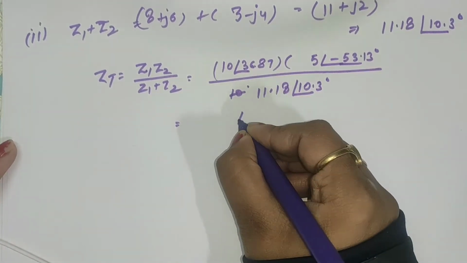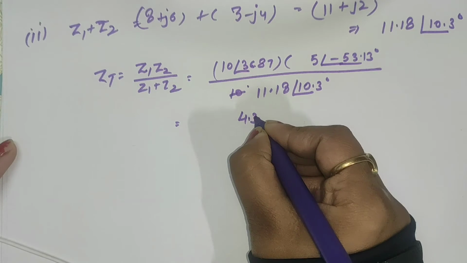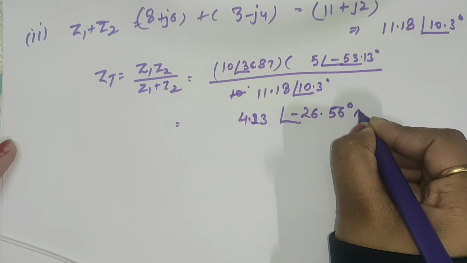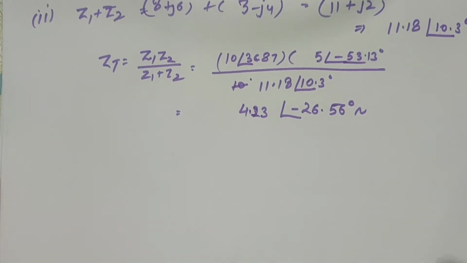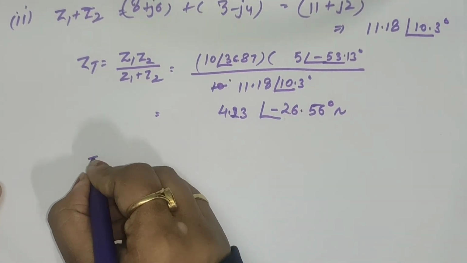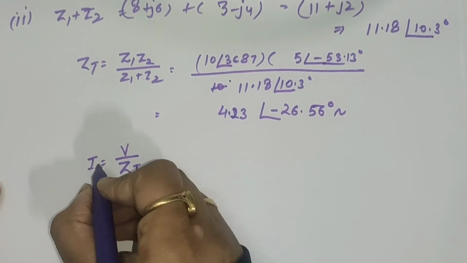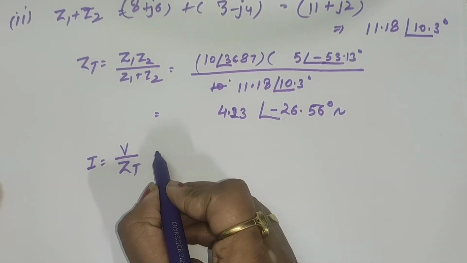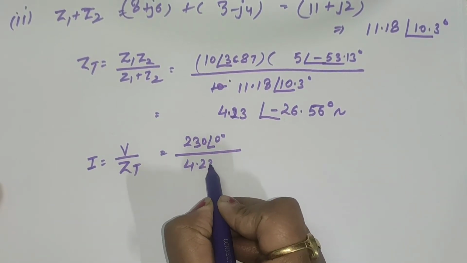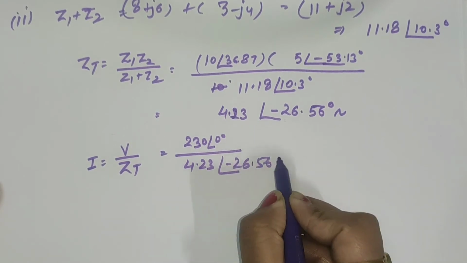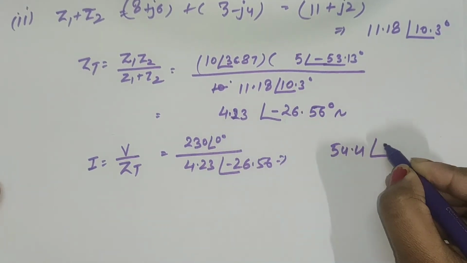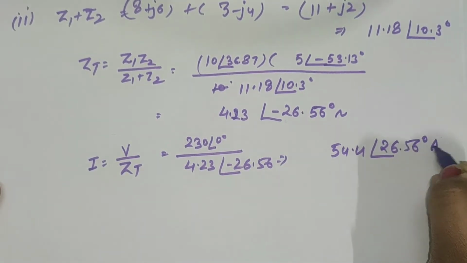Okay, if you solve this, you will get 4.23 angle minus 26.56 degree. Please do the calculation on your own, because otherwise the lecture will be too long. Okay, so I equals V upon Z total, because you want to know the line current. That is 230 angle 0 upon Z total 4.23 angle minus 26.56. If you solve this, you will get 54.4 angle minus 26.56 degree ampere.